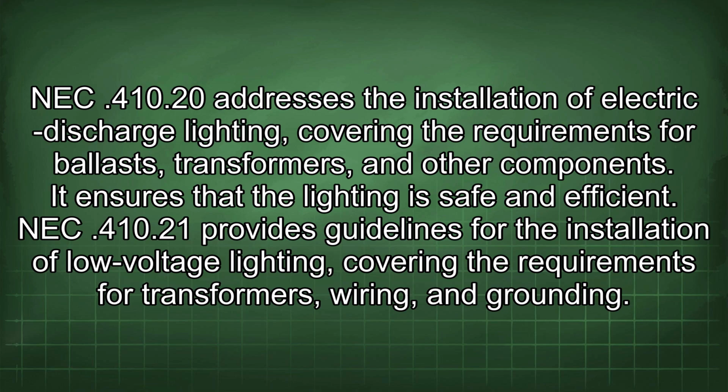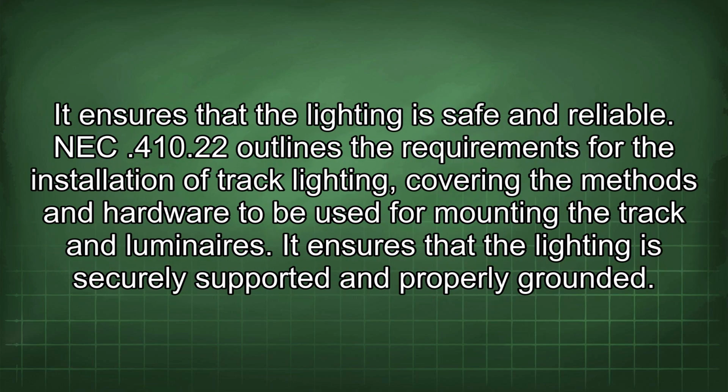NEC 410.21 provides guidelines for the installation of low-voltage lighting, covering the requirements for transformers, wiring, and grounding. It ensures that the lighting is safe and reliable. NEC 410.22 outlines the requirements for the installation of track lighting, covering the methods and hardware to be used for mounting the track and luminaires. It ensures that the lighting is securely supported and properly grounded.